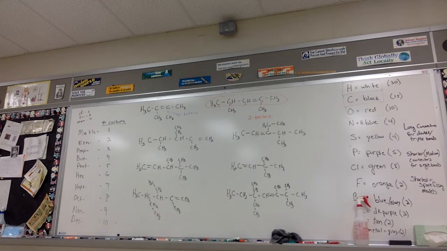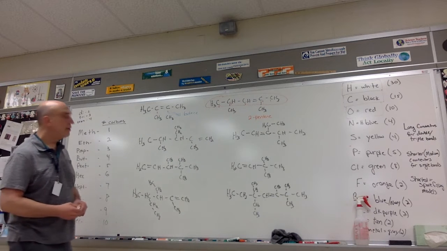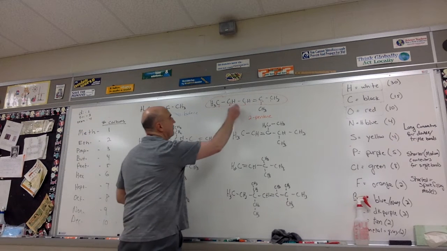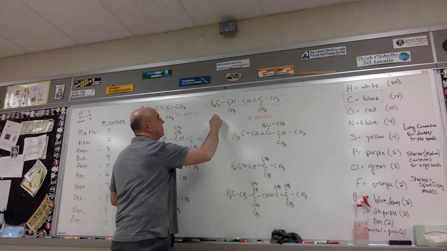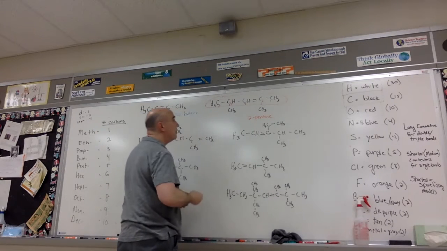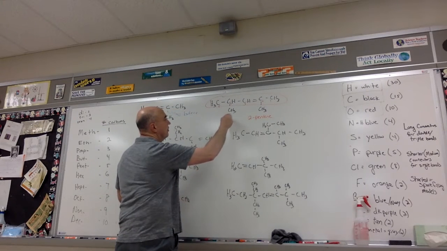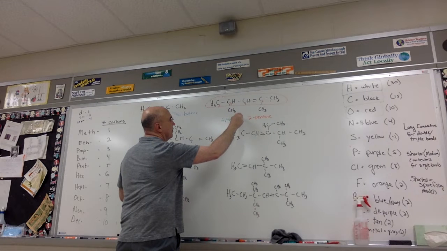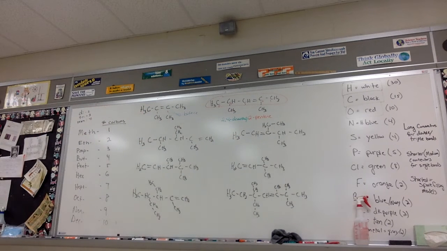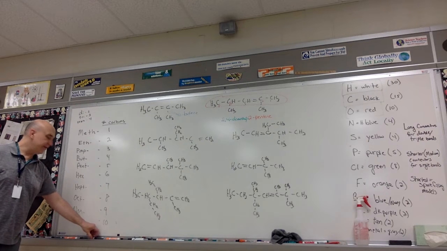And then what groups do I have attached and where? 2,4-dimethyl. So 2 different methyl groups. So 2,4-dimethyl-2-pentene.